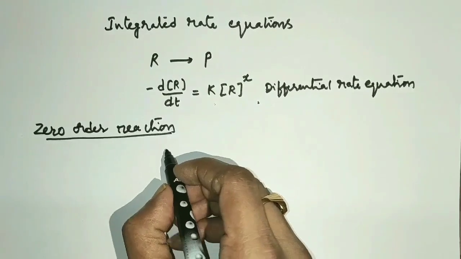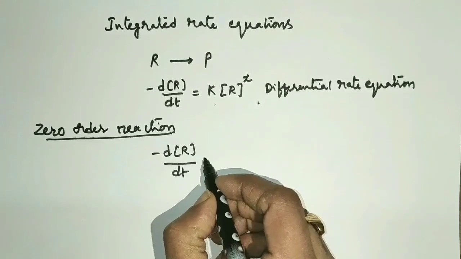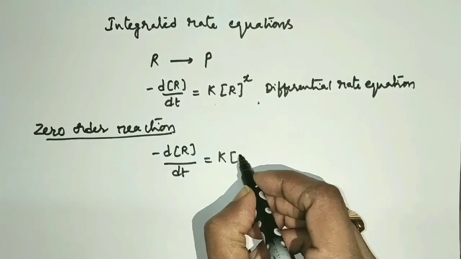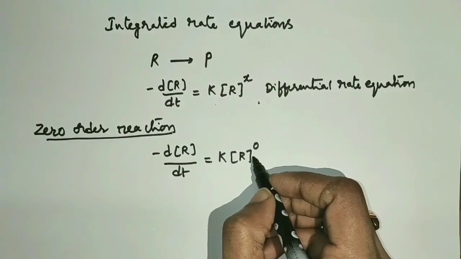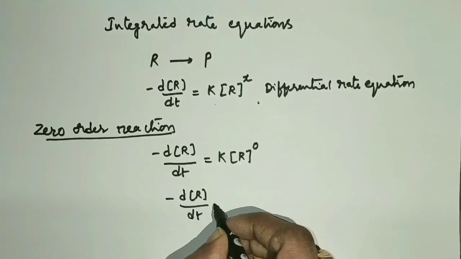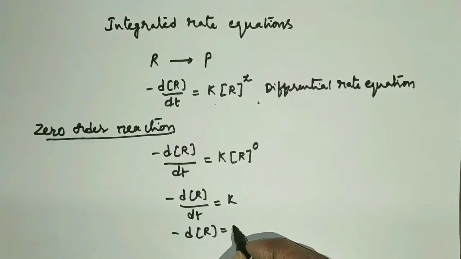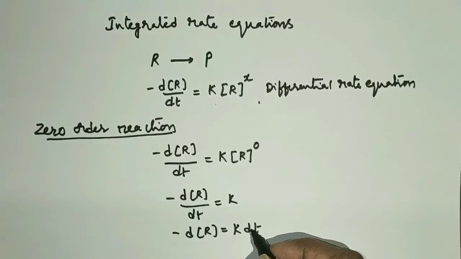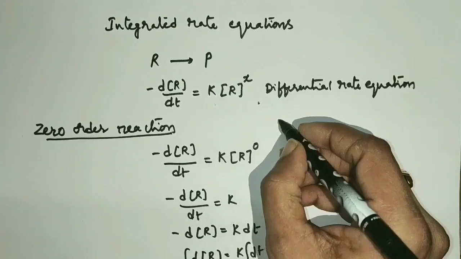For a zero order reaction, the differential rate equation is minus dR by dt is equal to rate constant K into concentration of reactants R to the power 0. R to the power 0 is equal to 1. So minus dR by dt is equal to K, minus dR is equal to K dt. Integrating on both sides, minus integral dR is equal to K integral dt.